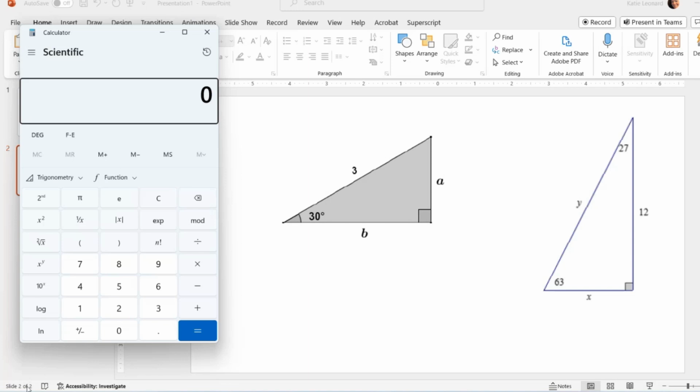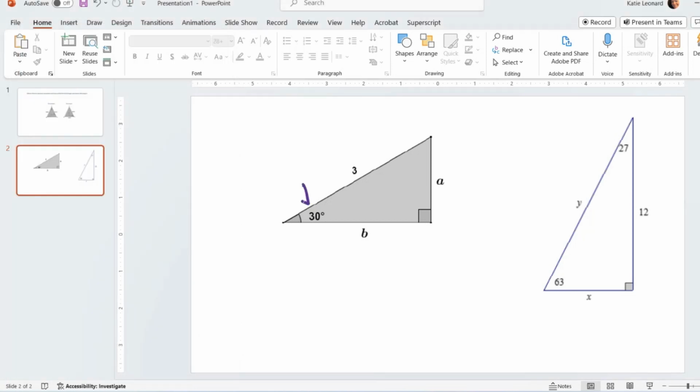In this video, we're going to go over how we can use our sine and cosine functions to find the missing side lengths. So in this first one, we're going to look right here and I see I have a 30-degree angle. I also see that I know my hypotenuse right here, and that's going to let me be able to find both A and B.